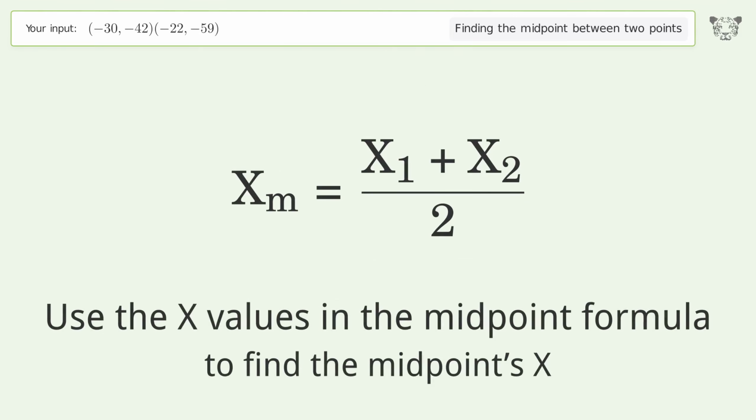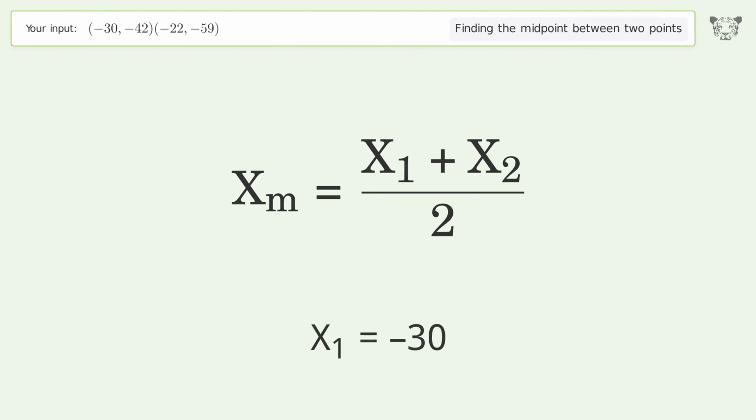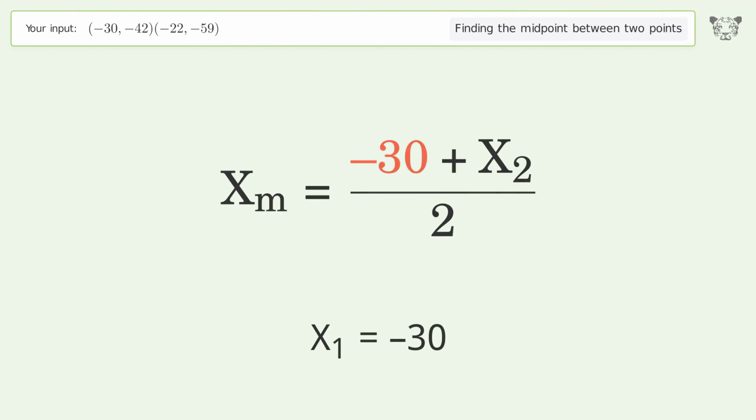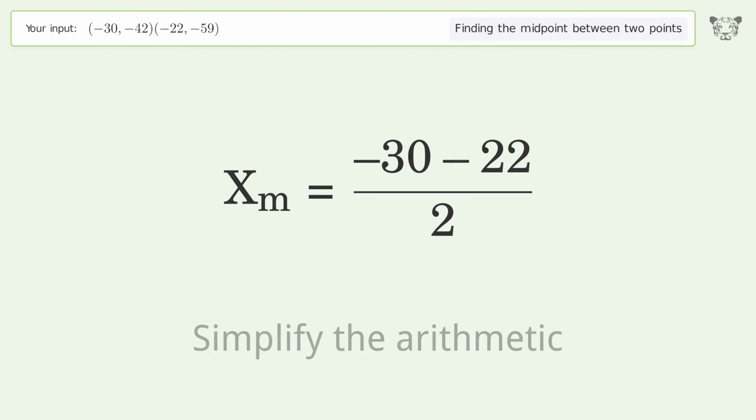Use the x values in the midpoint formula to find the midpoints x. x1 equals -30. x2 equals -22. Simplify the arithmetic.